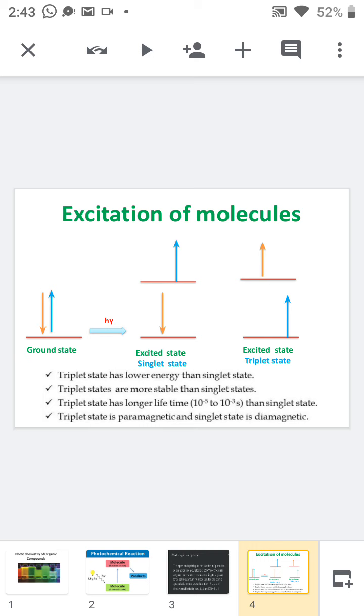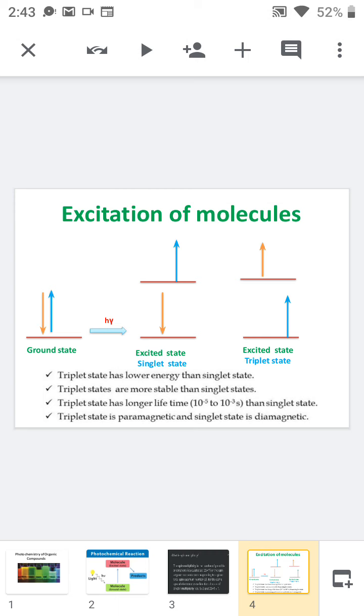So see here, in the singlet state, there is no change in the spin of the electron. Whereas in the triplet state, see here, during the excitation, the spin of the electron is changed. So while we are comparing these two excited states, the singlet and the triplet, the triplet state has lower energy than that of the singlet, and the triplet state is more stable than the singlet state, because it reduces the repulsion of the electrons.